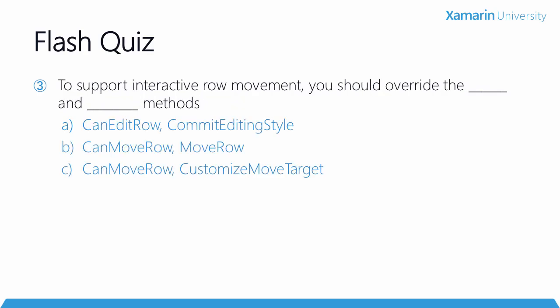Question number 3. To support interactive row movement, you should override the blank and blank methods. A. canEditRow and commitEditingStyle. B. canMoveRow and moveRow methods. C. canMoveRow and customizeMoveTarget methods. And the answer is B. canMoveRow and moveRow.